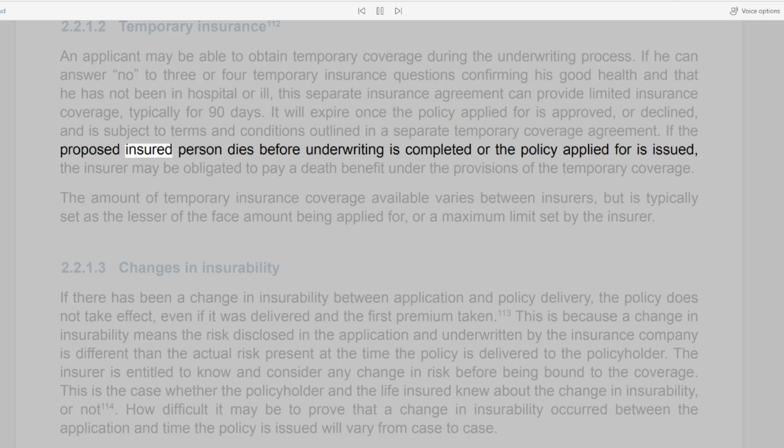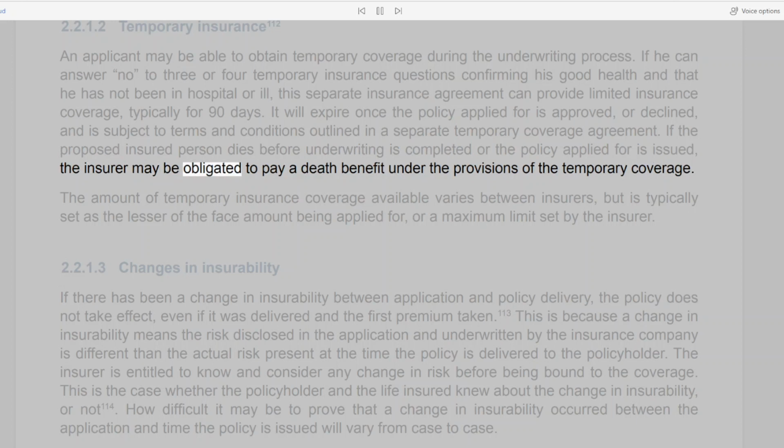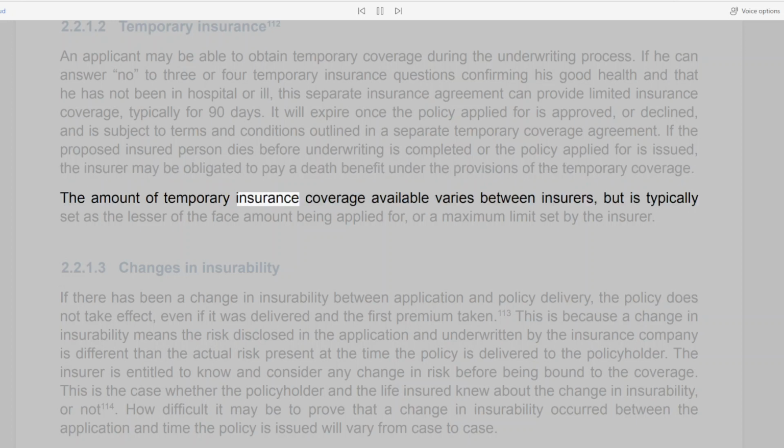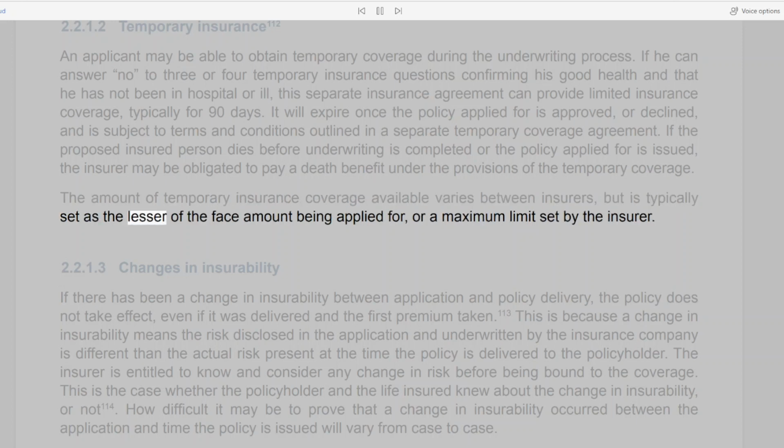If the proposed insured person dies before underwriting is completed or the policy applied for is issued, the insurer may be obligated to pay a death benefit under the provisions of the temporary coverage. The amount of temporary insurance coverage available varies between insurers, but is typically set as the lesser of the face amount being applied for, or a maximum limit set by the insurer.